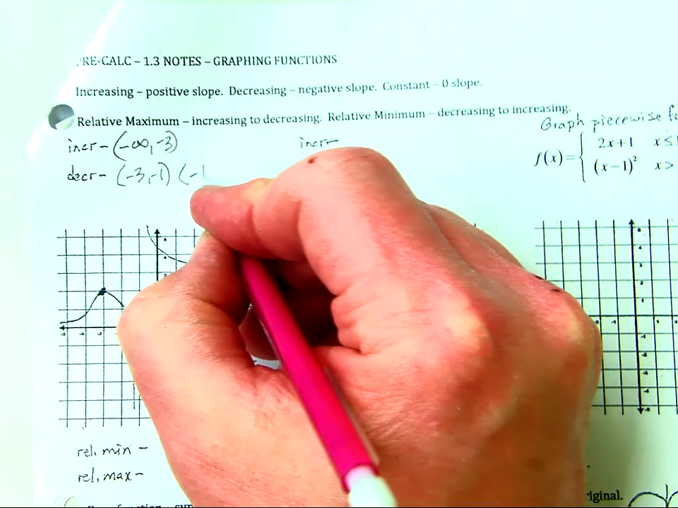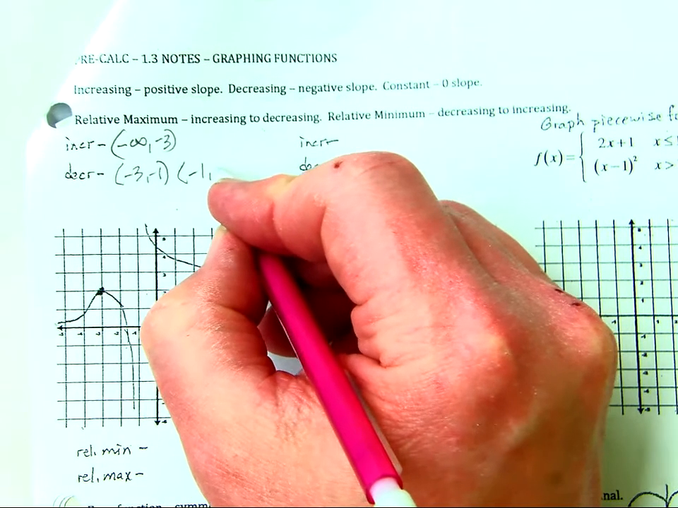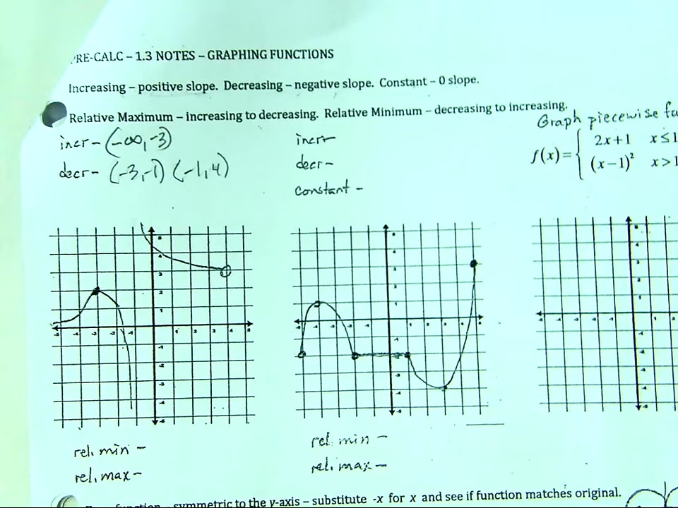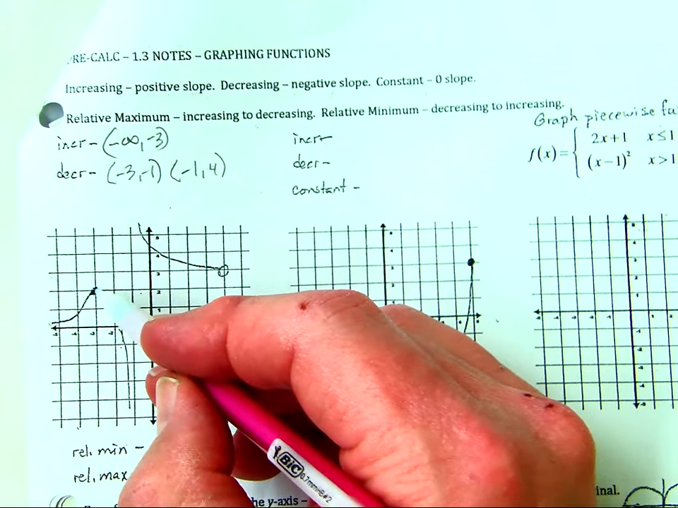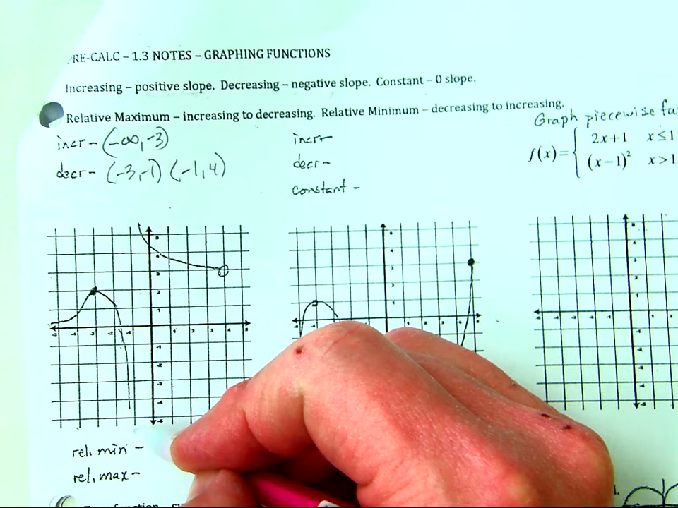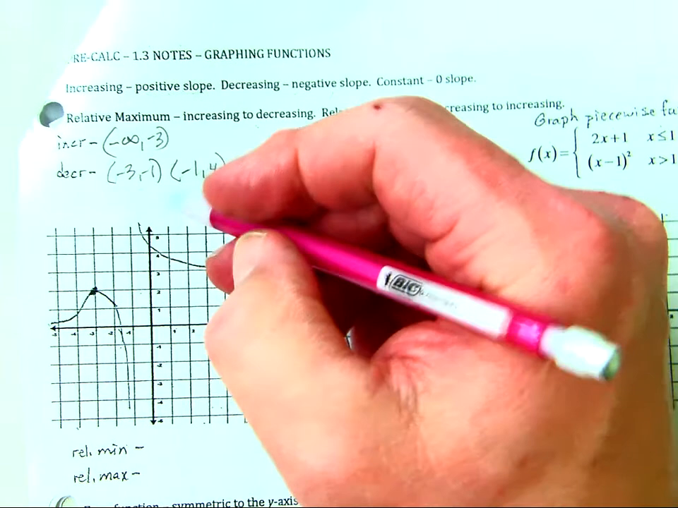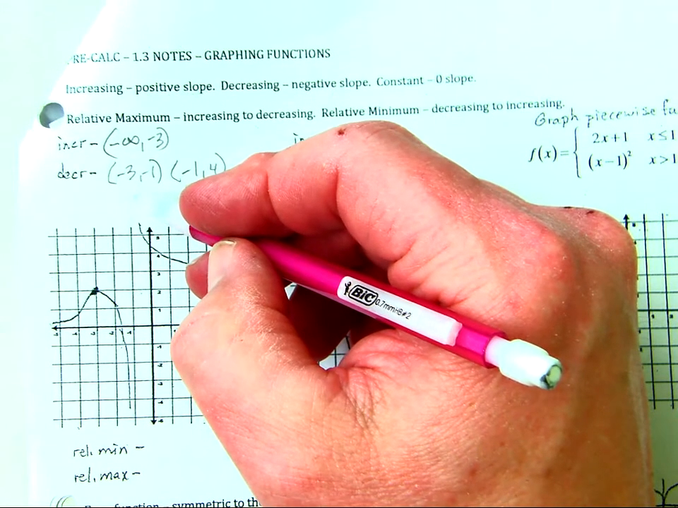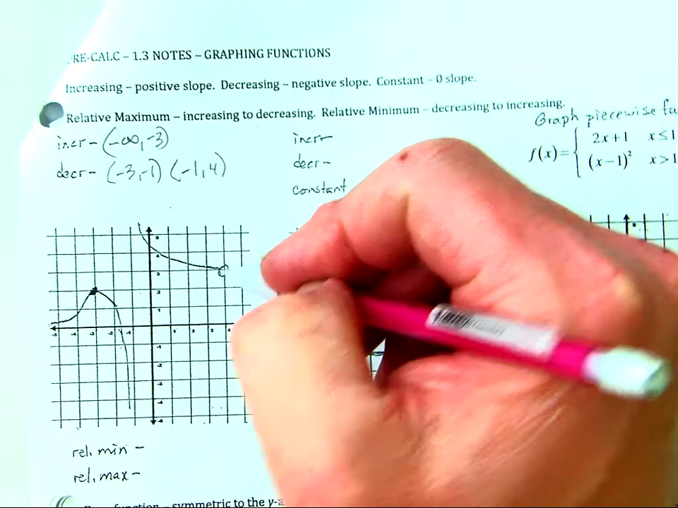Again, you always use the x coordinates for your boundaries. So it's decreasing from negative 3, keeps decreasing till it gets really close to negative 1. Then it's decreasing here from really close to negative 1. It keeps decreasing till we get to 4.